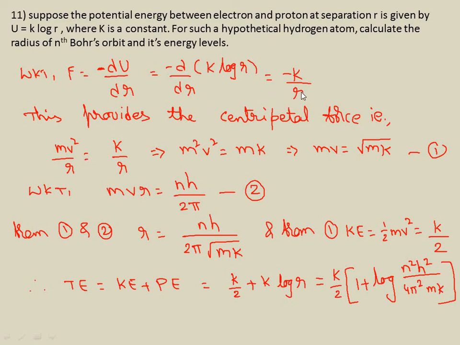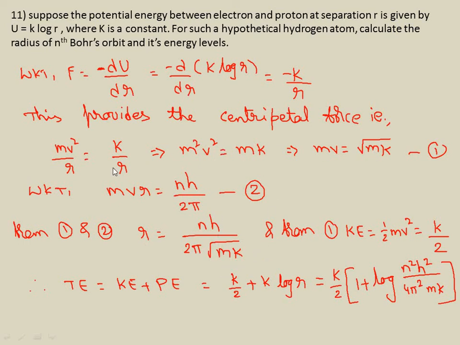Keep this aside. This force will provide us the centripetal force, because the electron is moving in a circular path, right? Keeping the hypothetical hydrogen atom, we have Bohr's orbit, so obviously it will be circular. So mv square by r equals k by r, the r cancels out. So m square v square equals mk, or mv equals square root of mk. mv is nothing but momentum, isn't it? Keep this aside. Now from the quantization condition, mvr equals nh by 2 pi. Substitute the value here, and I can get radius r equals nh by 2 pi root mk.